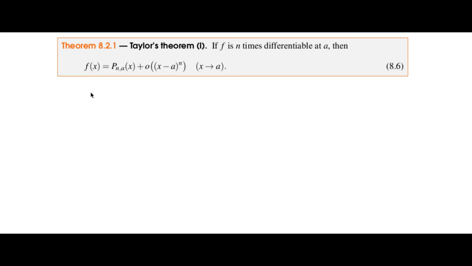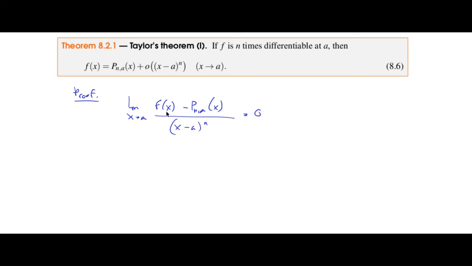So how do we prove this? The proof is easy, right? We need just to prove that the limit when x goes to a of f minus the Taylor polynomial of degree n at a, divided by (x minus a) to the n, is equal to 0, right?